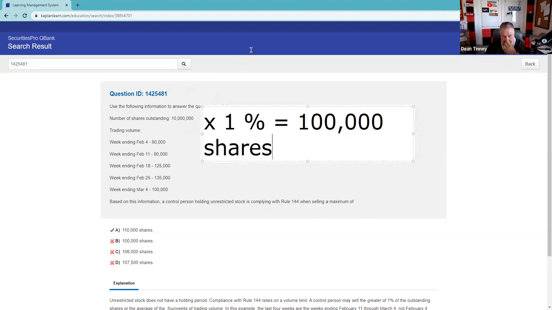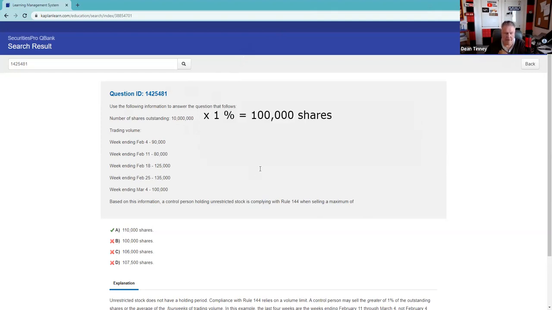Let's get the smaller font here. The next thing is, boy, Kaplan being jerks. The last 4 weeks trading volume, right? I think where they're being jerks here is they're giving you 5 weeks trading volume, and we need the last four. So there's the last four, and we're going to total those up. I'll get out my calculator: 80,000 plus 125,000 plus 135 plus 100. And then we're going to divide by four.